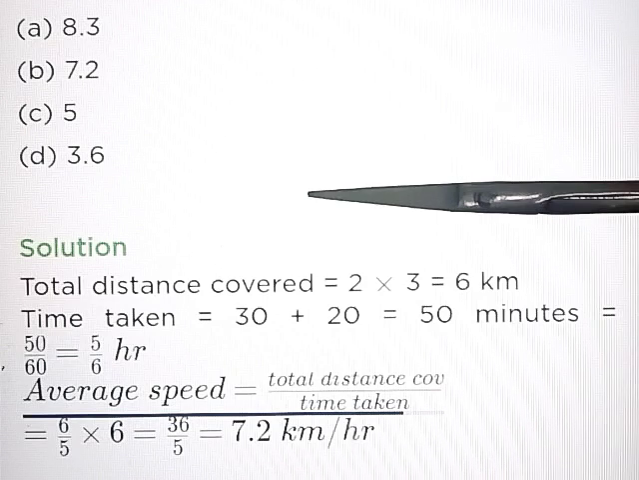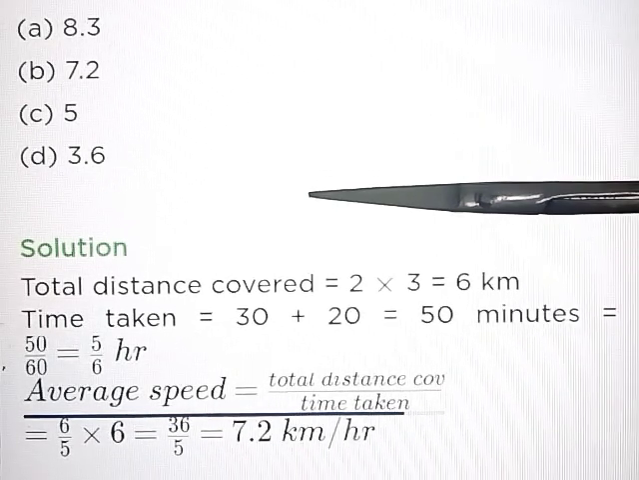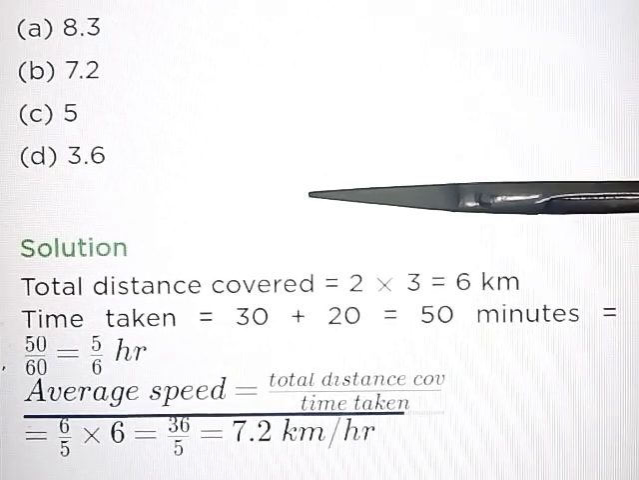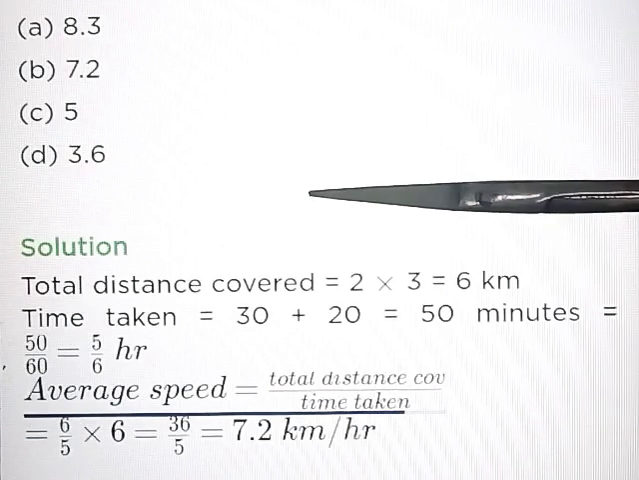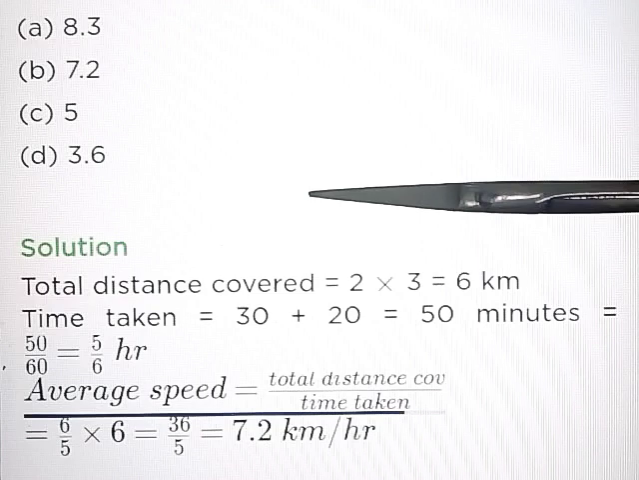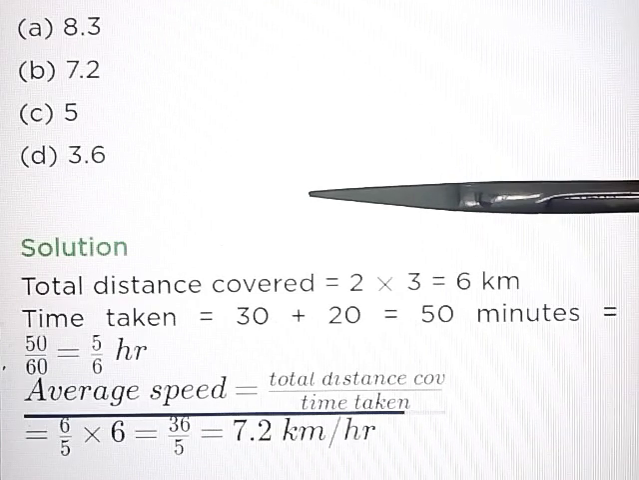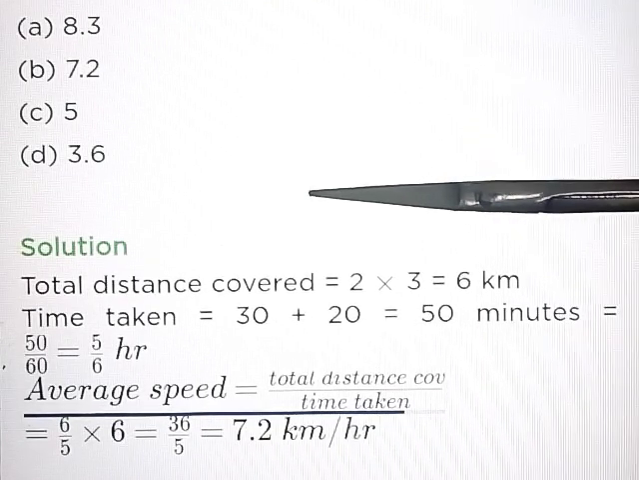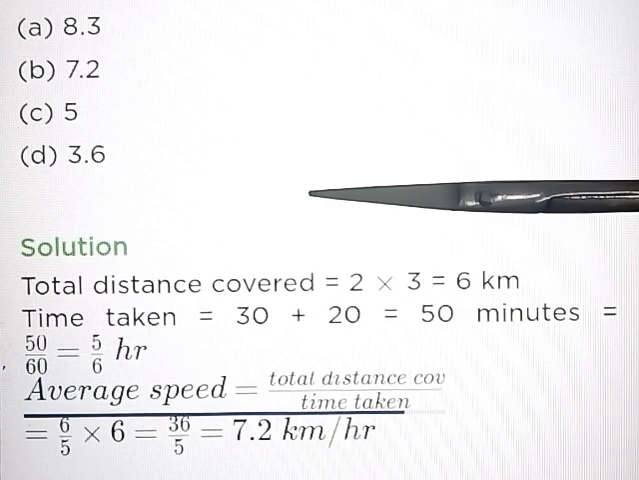Answer, total distance covered is equal to 2 into 3 is equal to 6 km. Time taken, 30 plus 20 is equal to 50 minutes. Average speed is equal to 7.2 km per hour. So, option B is correct.